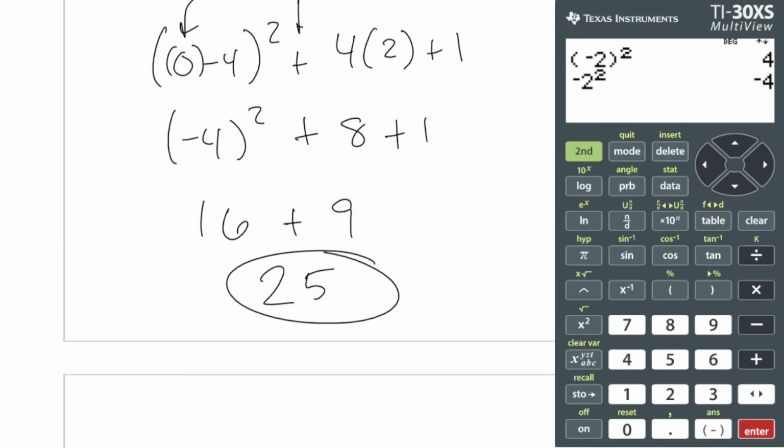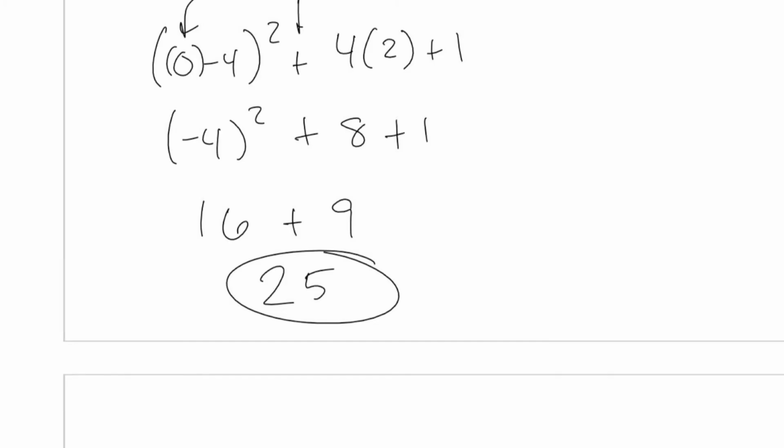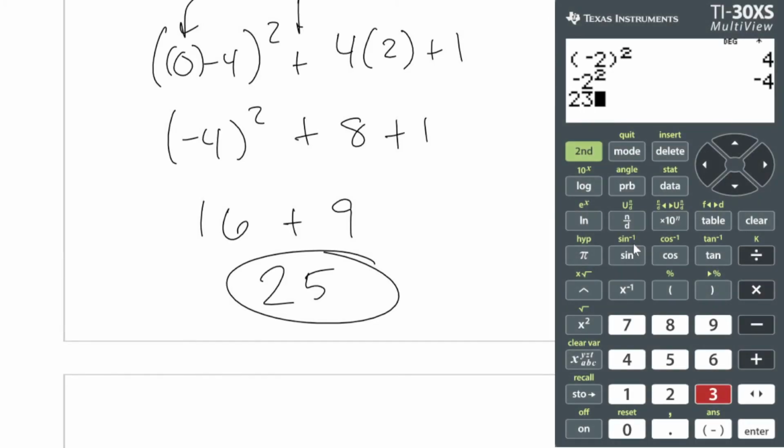I'm going to look at it. 16 plus 9 is the number 25. And 4 times 2 plus 1 really is 9.